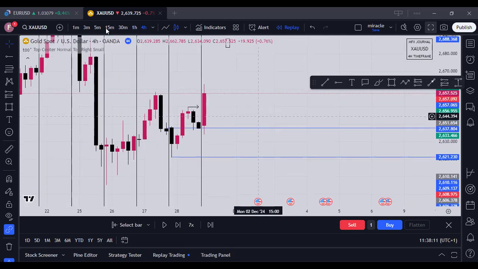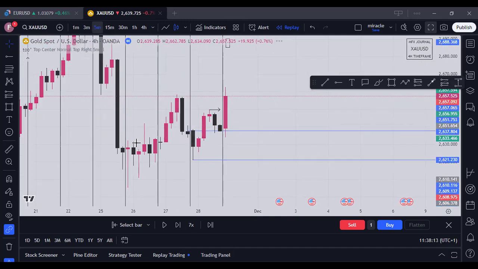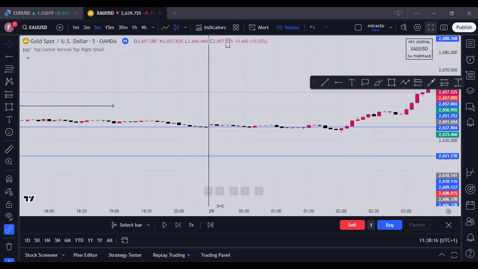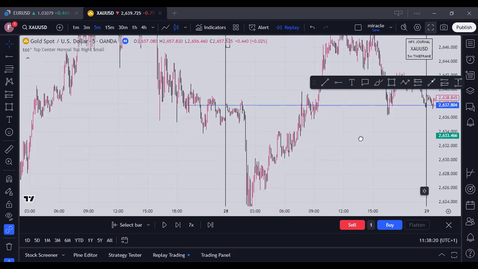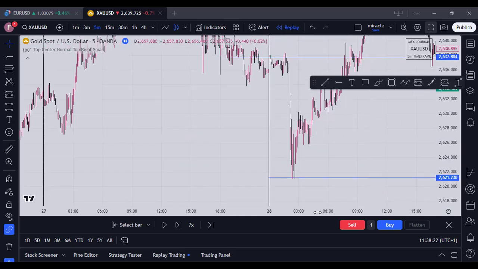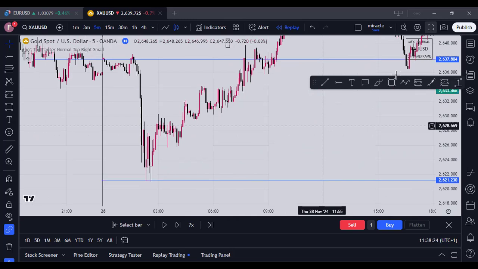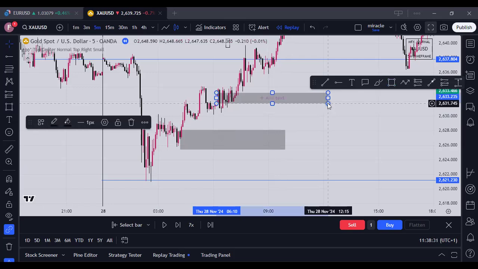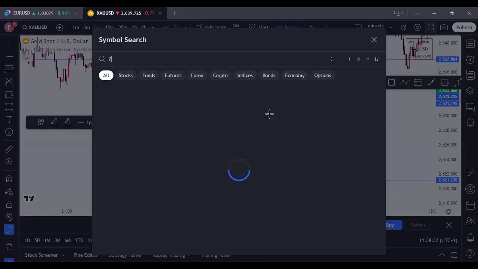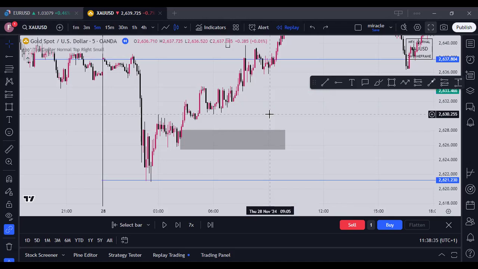So this is the 4 hour. I can simply go to the 5 minutes to refine my POI. All right, on the 5 minutes, we still have a lot of areas of liquidity. We can see this, we can see this, a lot of areas of liquidities. All right. How do we navigate through these places?